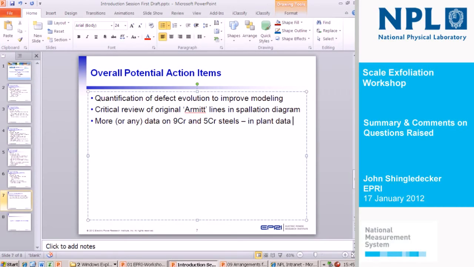Basically to complete. There may be others too, other things that I didn't capture.